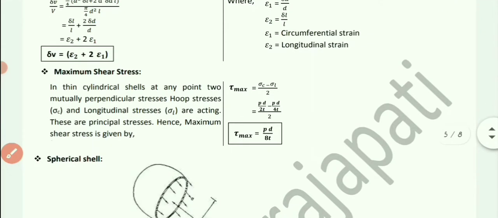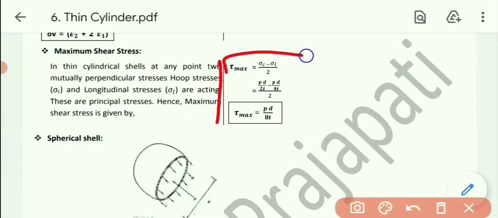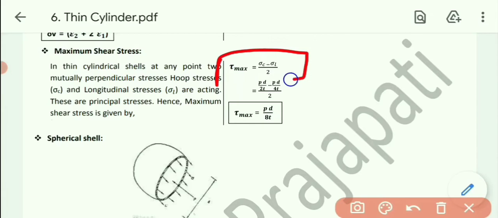Now the maximum shear stress. The formula will be sigma C minus sigma L, divided by 2, where sigma C is PD by 2T and sigma L is PD by 4T. Ultimately, by simplification we get the formula PD divided by 8T. Or you can directly remember this formula: tau max, the maximum shear stress, equals sigma C minus sigma L by 2.